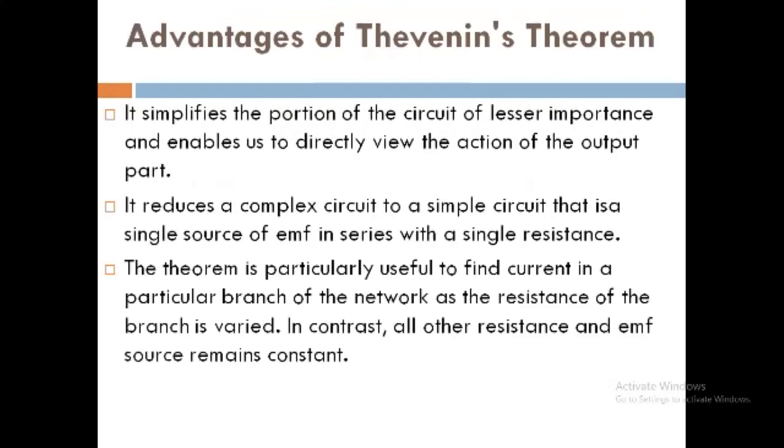Then, Thevenin's Theorem has a lot of advantages in electrical engineering. These are: it simplifies the portion of the circuit of lesser importance and enables us to directly view the action of the output part. Then it reduces a complex circuit to a simple circuit, that is, a single source of EMF in series with a single resistance. Then the theorem is particularly useful to find the current in a particular branch of the network as the resistance of the branch is varied, while all other resistances and EMF sources remain constant.